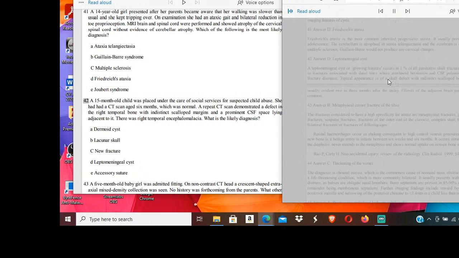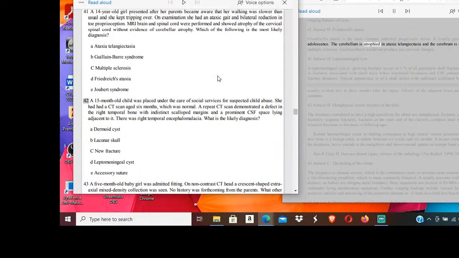41 Answer D. Friedreich's ataxia. Friedreich's ataxia is the most common inherited progressive ataxia. It usually presents before adolescence. The cerebellum is atrophied in ataxia telangiectasia, and the cerebrum is atrophied in multiple sclerosis. Guillain-Barré would not produce any cervical changes.